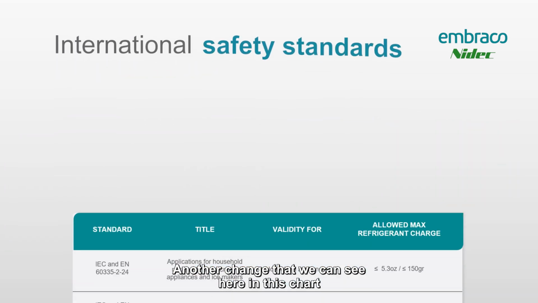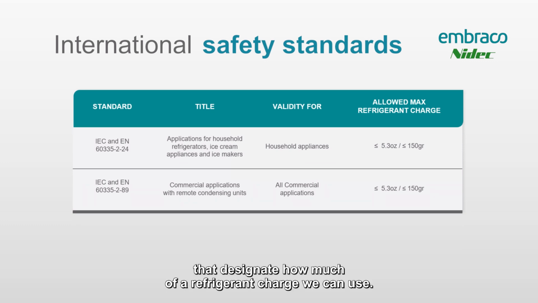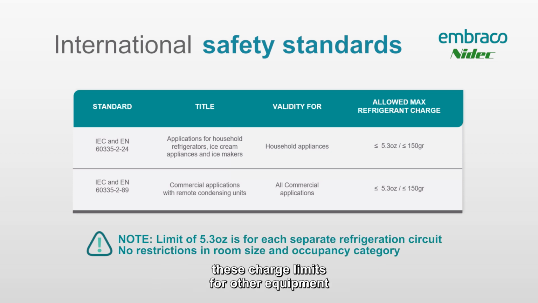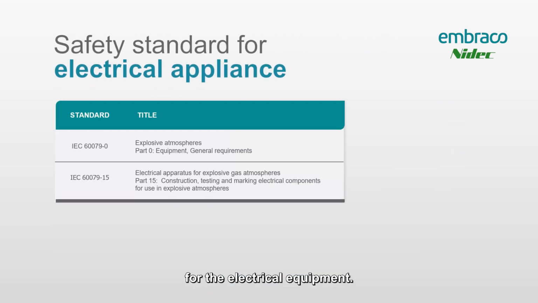Another change that we can see here in this chart is the IEC standards that designate how much of a refrigerant charge we can use. This is a bit different just because you're not used to seeing these charge limits for other equipment in your older traditional refrigerants. But otherwise, as we've discussed before, it's a 5.3 ounce charge or 150 grams for right now here in the US.